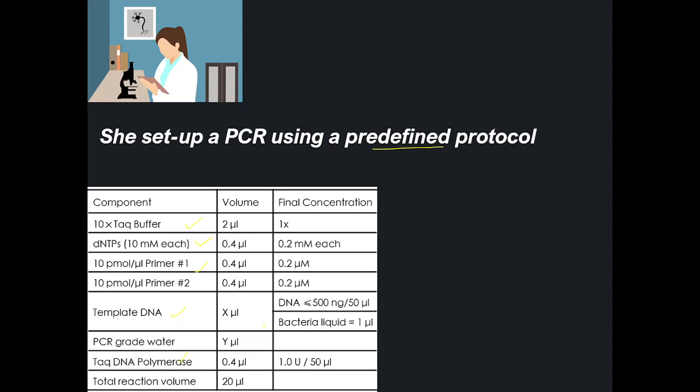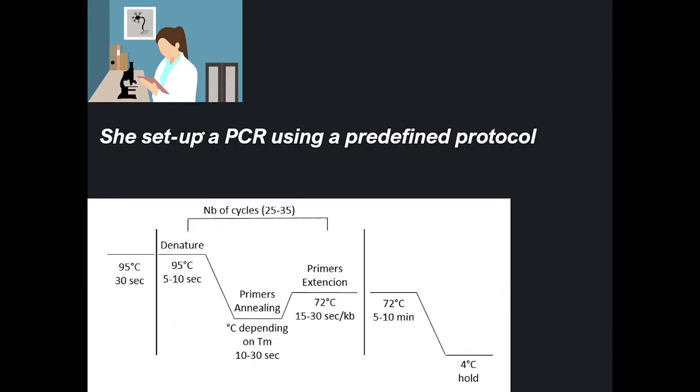Just to tell you briefly, for her PCR she used an initial denaturation step, a denaturation, a primer annealing and primer extension, and a final extension step. I will be talking about this in a minute. Now let's focus on Ruhi's PCR results.